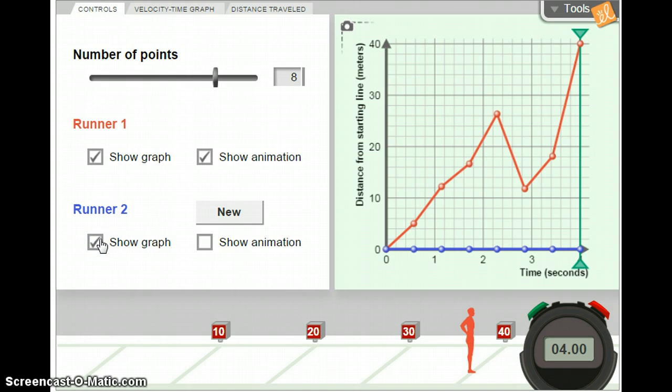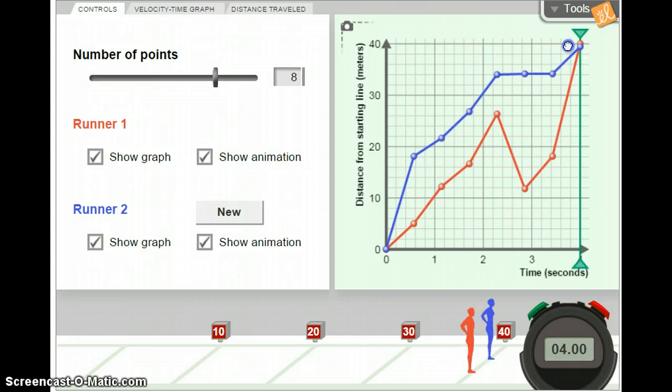One can add in a second runner and create multiple profiles for the two runners and have contests. And one of my favorite things to do is to have students come to the board to create a profile in response to a certain kind of challenge.